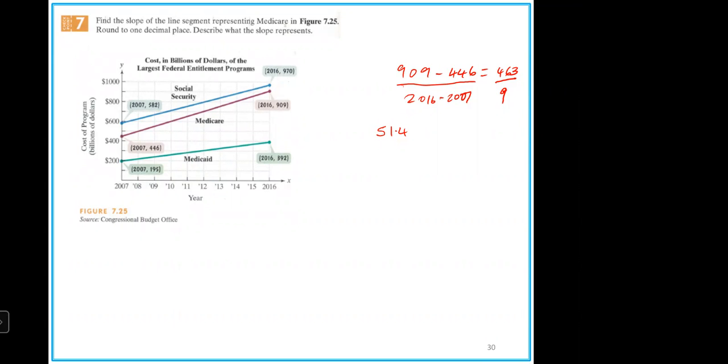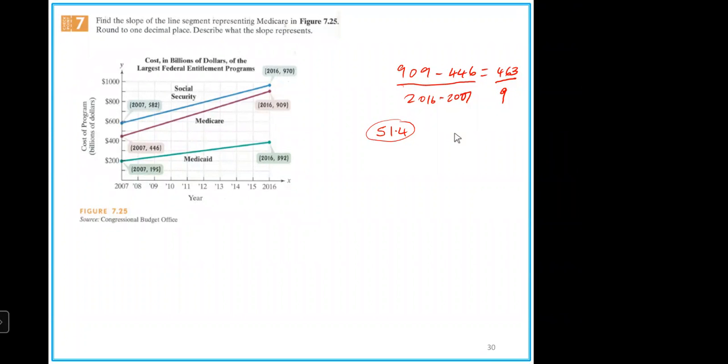Okay, so the answer you get is working out the increase per year because it was 463 over 9 years. So each year is going up by $51.4 billion. That's basically what they're saying. All right. So that's just one example of an application of slope.